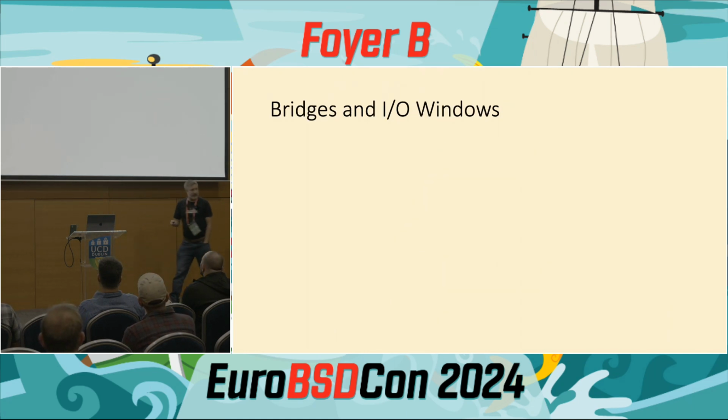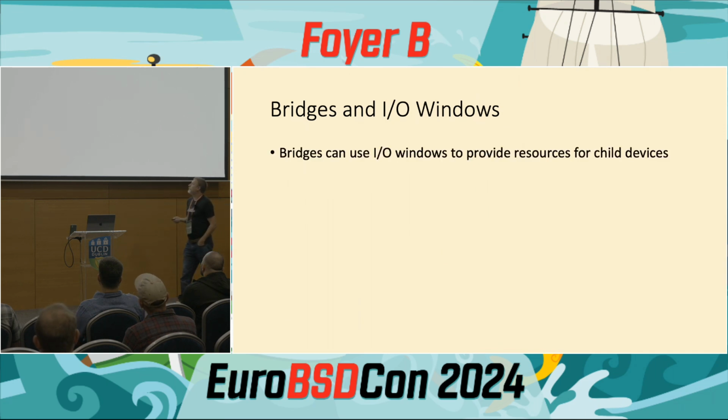So now let's talk a little bit about bridges and the role they play in what we just described, and how we deal with bridges and memory mapped resources in particular. Bridges can use something called a window. In a window, the bridge allocates a chunk of address space, usually memory or I/O ports, from its parent, and then it subdivides that address space to hand out smaller chunks to child devices that are behind the bridge.